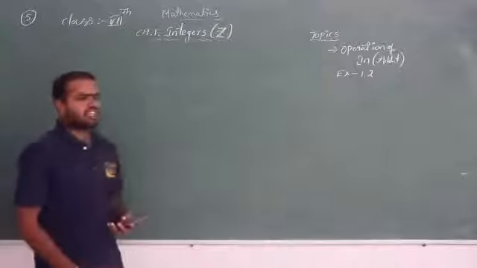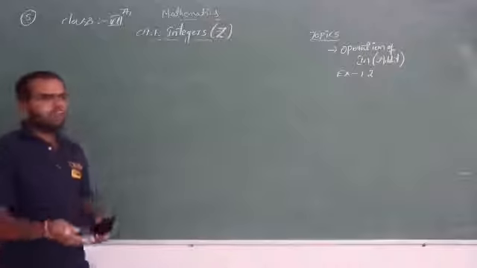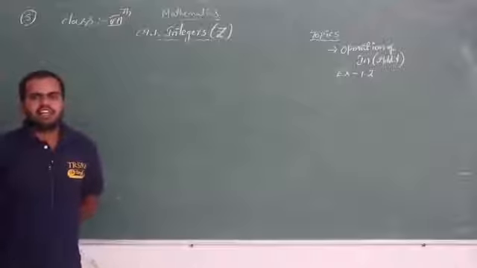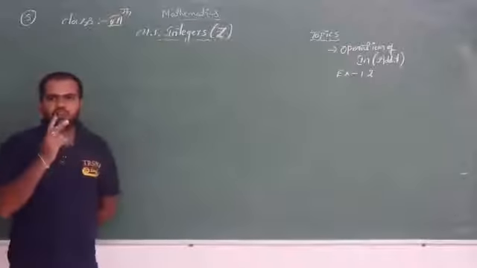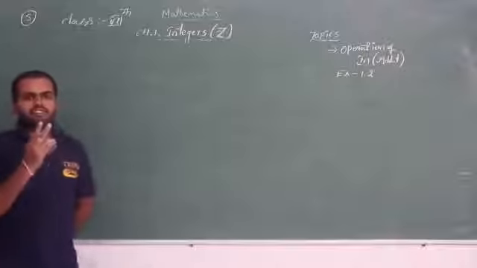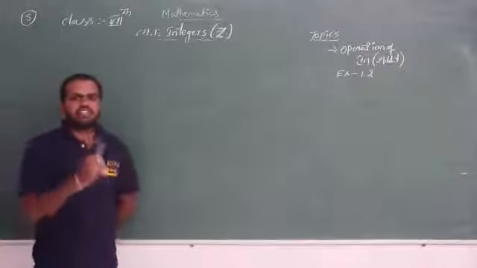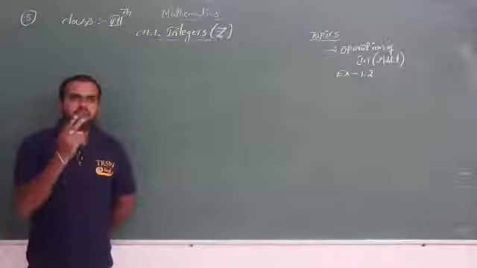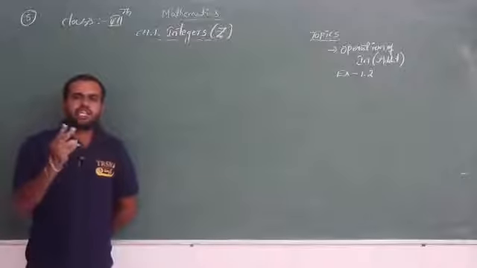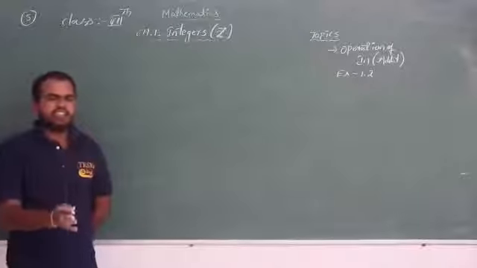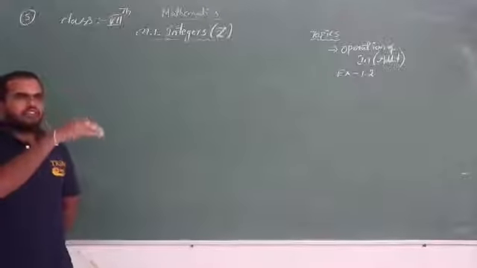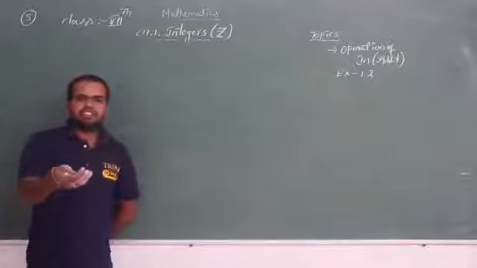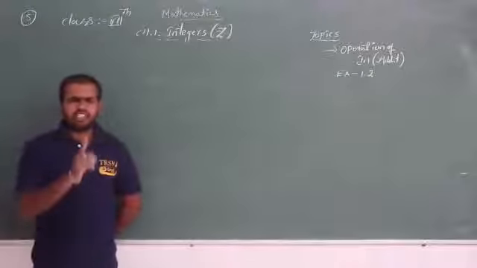First, a recap of what we learned in the last class: two rules to add integers. Rule number 1 says that whenever we add two positive integers or two negative integers, we add them and keep the sign. If both are positive, the sum is positive. If both are negative, the sum is negative. That is rule number 1.